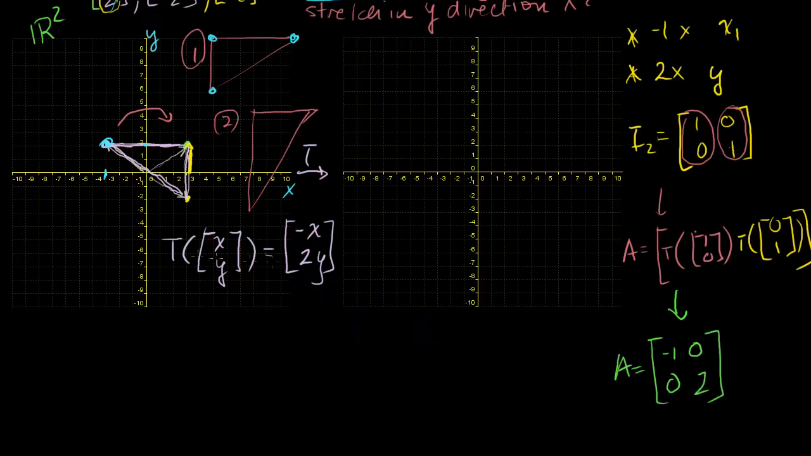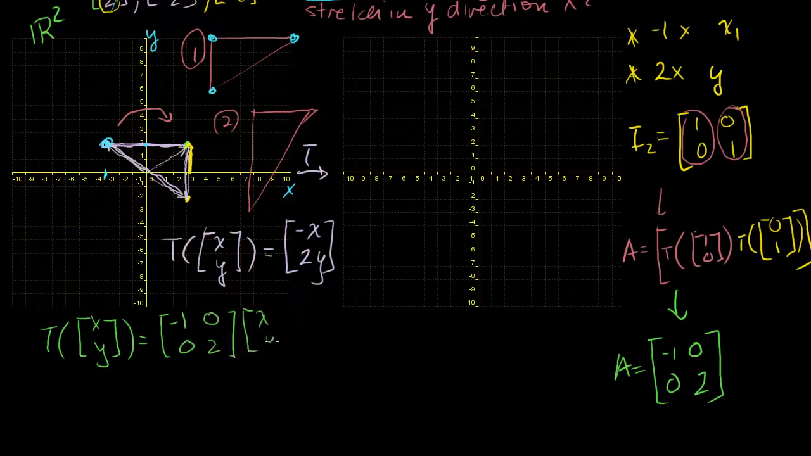So now we can describe this transformation. We could say the transformation of some vector x, y, we can describe it as a matrix vector product. It is equal to the matrix -1, 0, 0, 2 times our vector x, y.